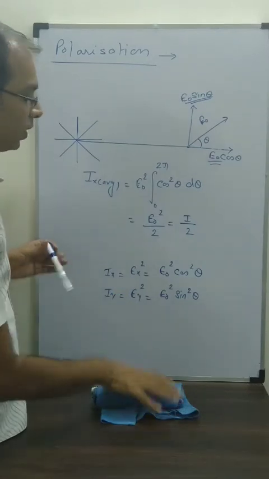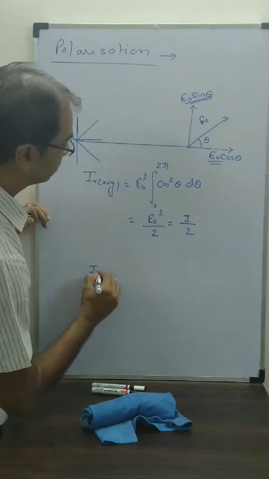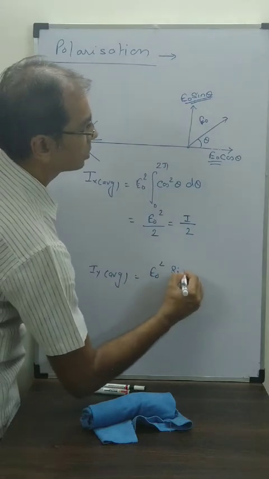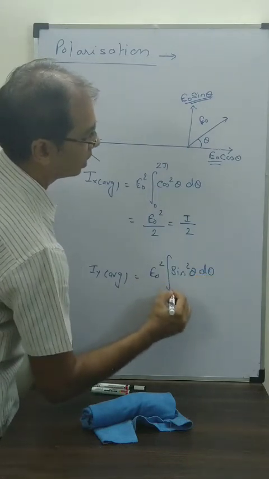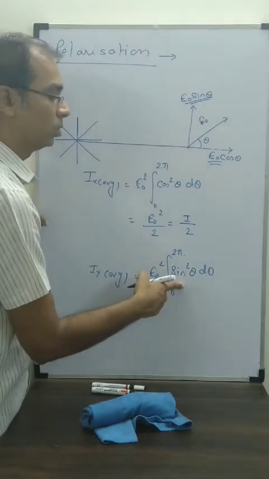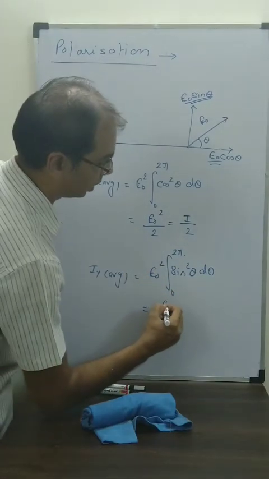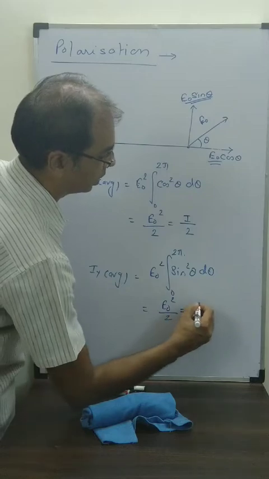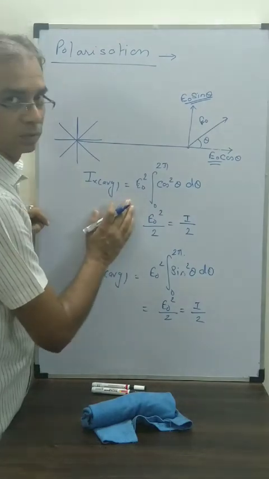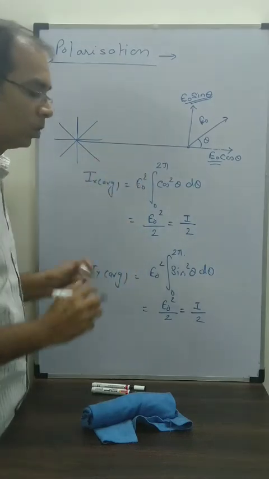In the same way, to find the average intensity along the y direction, Iy average is E naught squared sin squared theta d theta, integrated from 0 to 2 pi. Again, the average value of sin squared theta is 1 by 2, so here also you can write E naught squared by 2, which is I by 2. So Iy is I by 2 and Ix is I by 2. That means energy is propagating along the x-axis also and along the y-axis also.